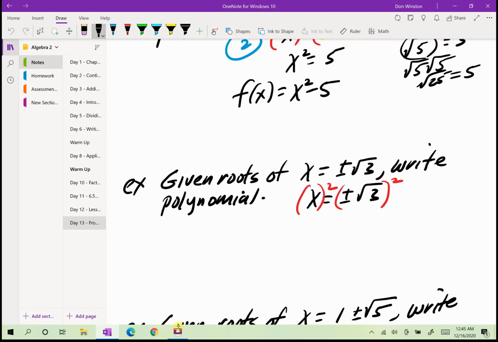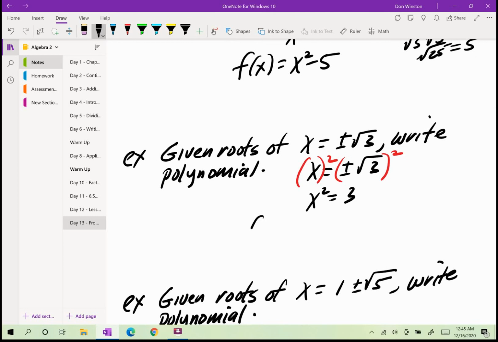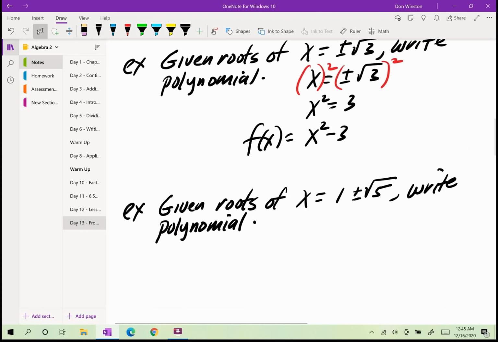And so that will give me x squared is equal to the square root of 3 squared, which is just 3. So now I'll subtract 3, and I'll have my polynomial, guaranteed to have roots of plus or minus root 3. Guaranteed. Let's do the next one.